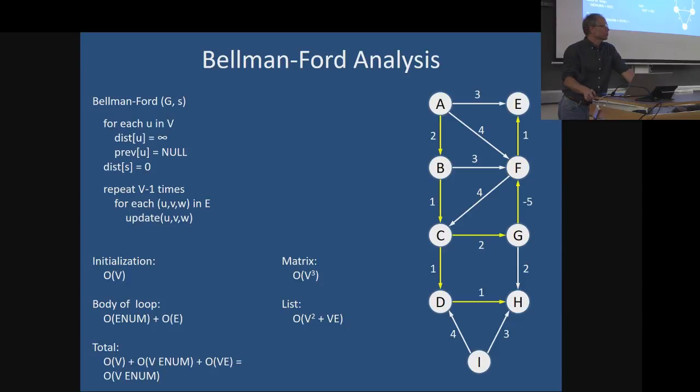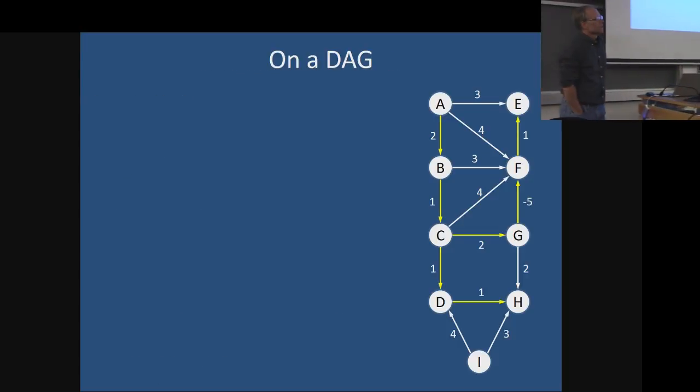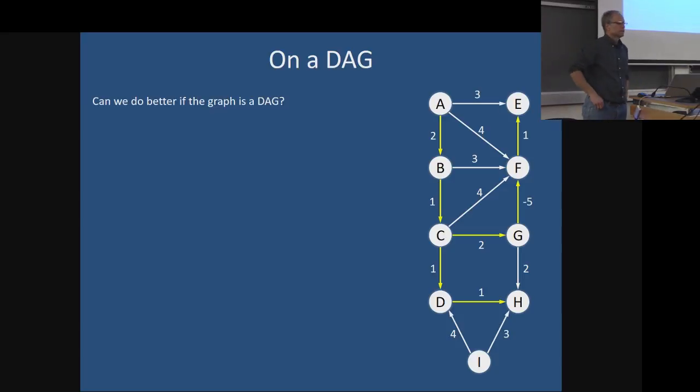Any last questions before we look at our next one? Okay, now, can we do better if we got a DAG? I've changed the graph so that triangle right there isn't a cycle anymore. So it's a DAG.